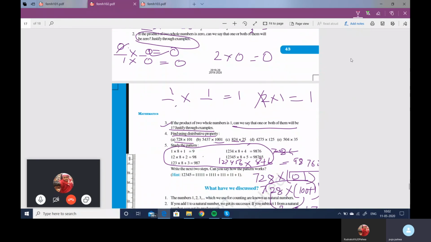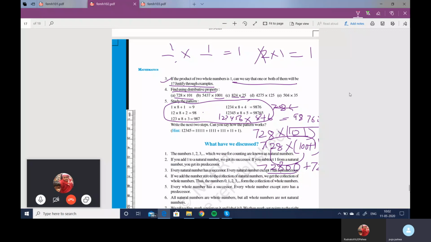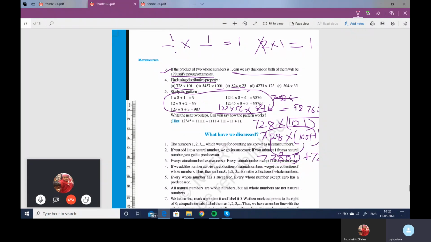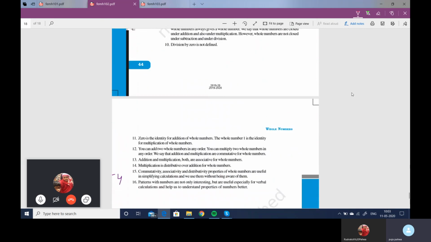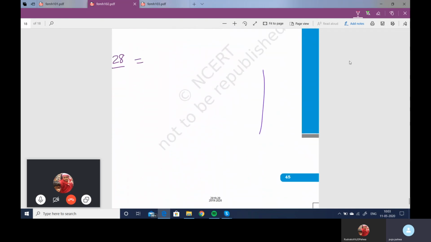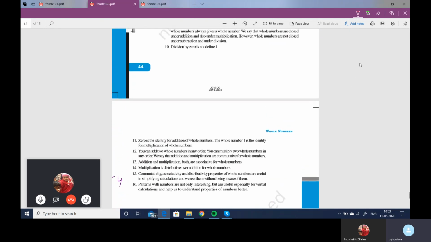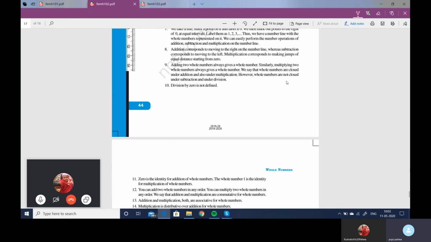And exercise 2.3. I have already told you exercise 2.3. Once again, using the distributive property, let me give you an example. 728 into 101. What we can do is 728 multiplied by 100 plus 1. So 728 multiplied by 100 is 72800, plus 728, and this can be your answer. Hope you don't have any difficulty now. If you still have any difficulty, you can contact me.